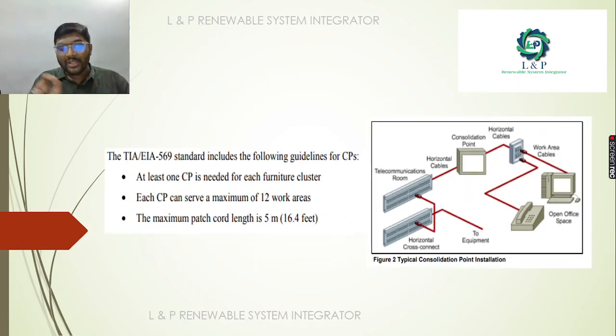So as I told you, for the consolidation points we also have a standard, that is the TIA/EIA 569 standard. As per these guidelines, at least one consolidation point is needed for a furniture cluster, and each consolidation point should serve a maximum of 12 work areas. And the third most important thing is that the maximum patch cord length should be 5 meters, that is 16.4 feet.